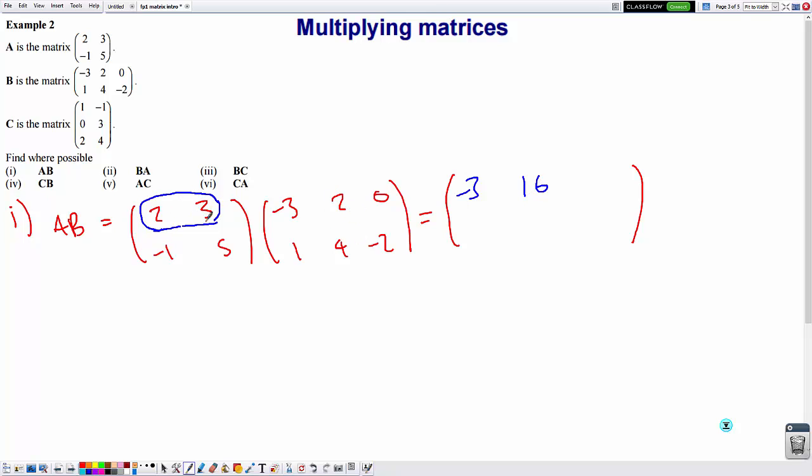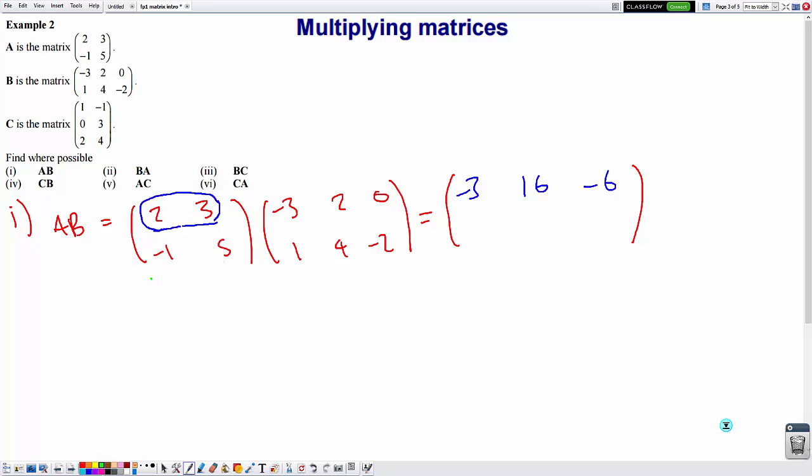Now I'm going to do first row here times the third column. That's going to give me my first row and third column. So 2 times 0, so is that 0? Yep, 2 times 0 plus 3 times minus 2, that's just minus 6. I'm done with this now. So now I move on to the second row.